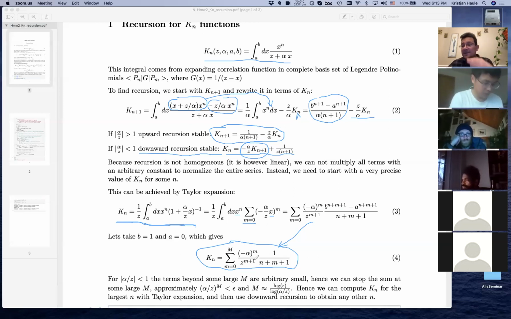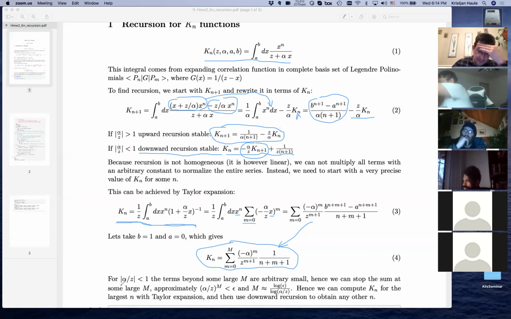However, it's not very efficient, especially if you need lots of n's. This expansion needs lots of terms. So once you calculate this for one large enough n, it's much more efficient to use the recursive relation that we specified before. Therefore, we're going to use this Taylor expansion only for the maximum n that we need. Then the only question is where to start.